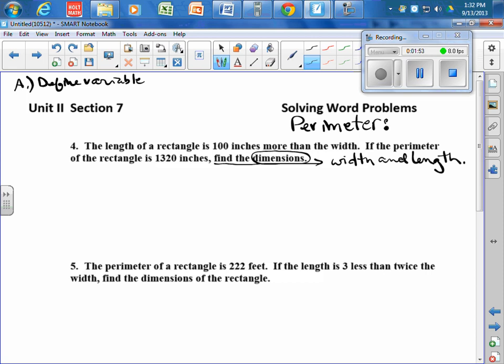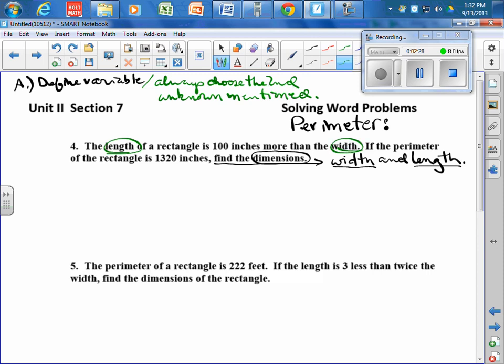And since our 2 unknowns are the width and the length, we're going to define our variable to one of those 2 things. Now, here's the trick Jim Myers taught me a while ago, and that is when defining the variable, always choose the second unknown mentioned. Here's the length, here's the width. Which one is mentioned second? Well, the width is. So that is what I'm going to go with when I define the variable.